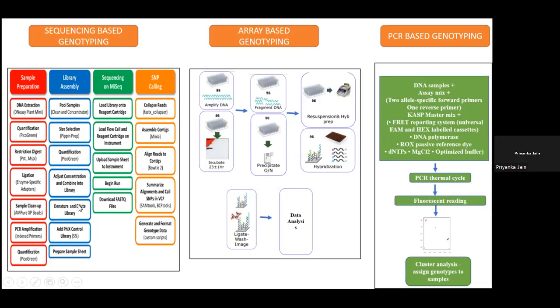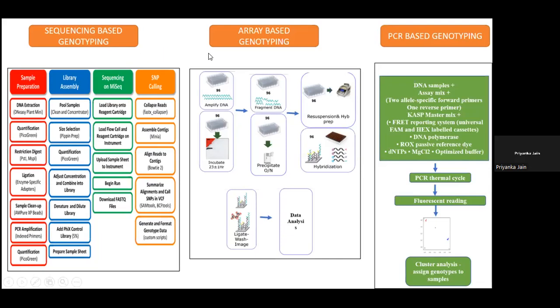Then the library is denatured, diluted, and a control is added to the library. Then the sample sheet, with the details of the sample, is prepared. This input is loaded on the sequencer, and the run begins once you add your sample sheet. Finally, the FASTQ files which contain the reads are generated after sequencing. Then the further step of SNP calling, that is, variant identification, is done, which I will tell you about in further classes.